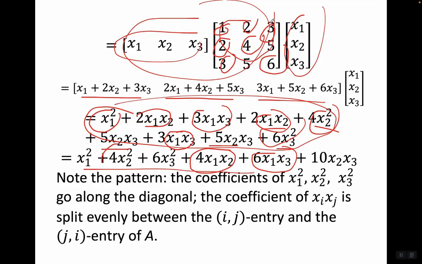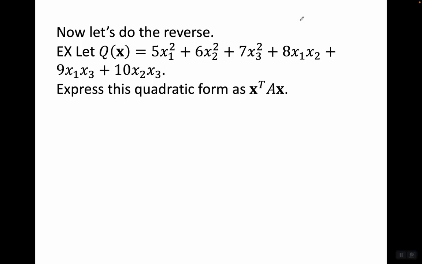And so you're going to end up with a 2x1x2 and a 2x1x2. It's going to be duplicated. And similarly, you've got 10x2x3. That corresponds to the 5 here and the 5 here. Now let's do the reverse. Let q of x equal 5x1 squared plus 6x2 squared plus 7x3 squared plus 8x1x2 plus 9x1x3 plus 10x2x3. Express this quadratic form as x transpose Ax.